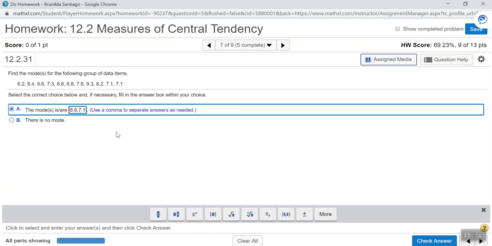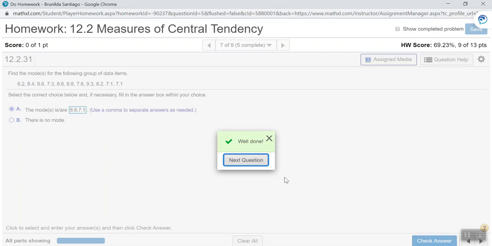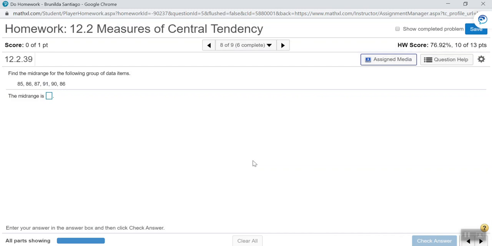It doesn't say that you have to enter them in a particular order, so it should not matter. So let me press enter. So you could have entered 7.1 first and 8.8 second, and it should have been counted correct.